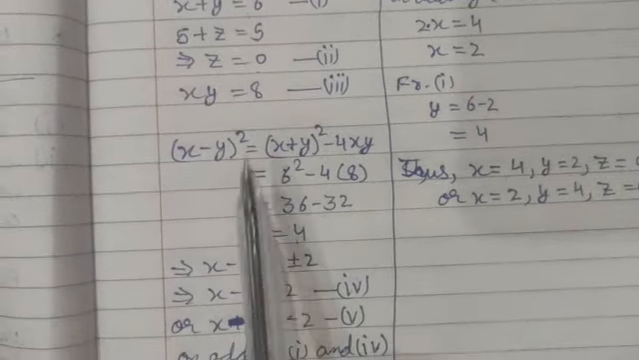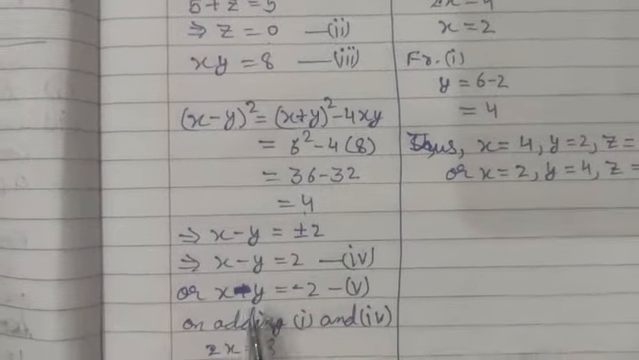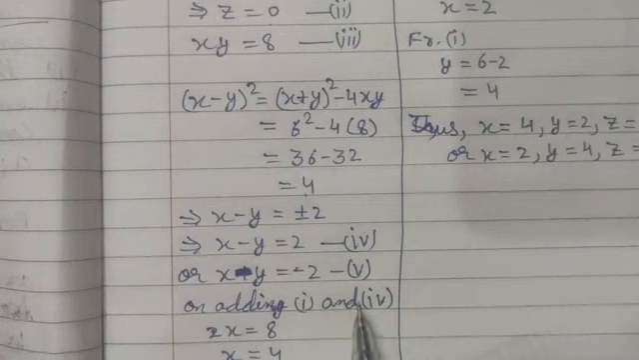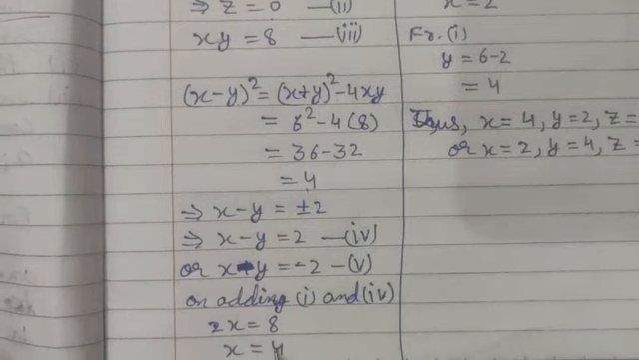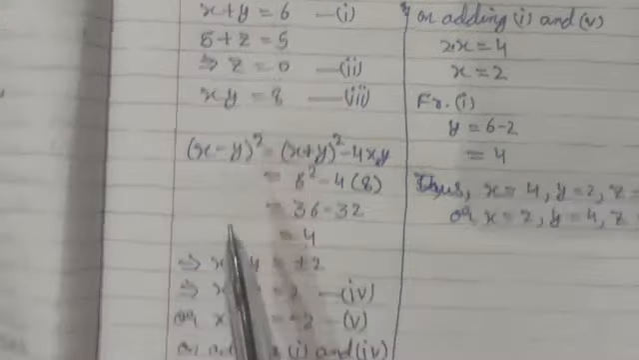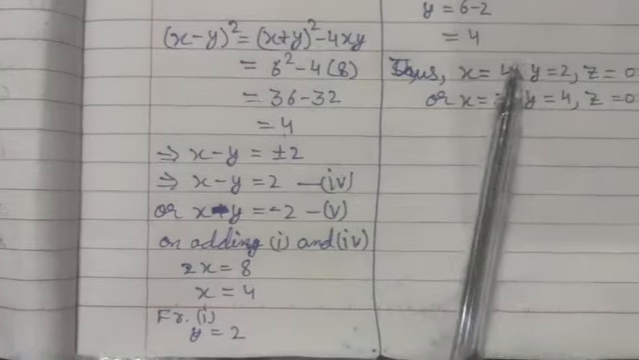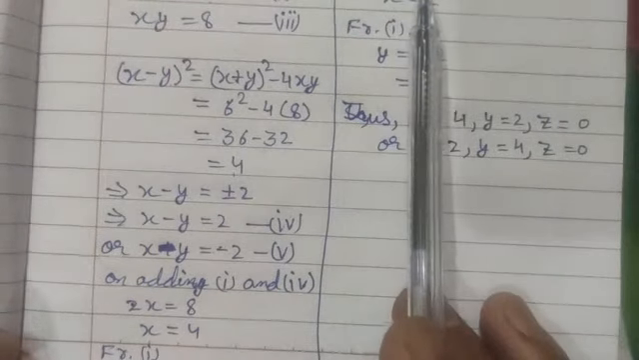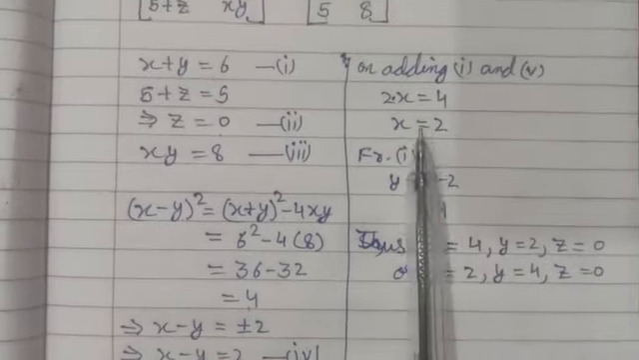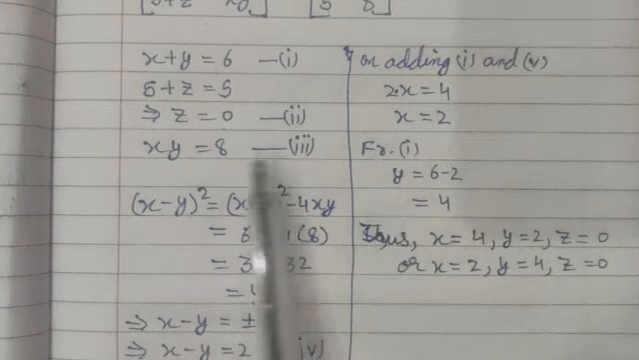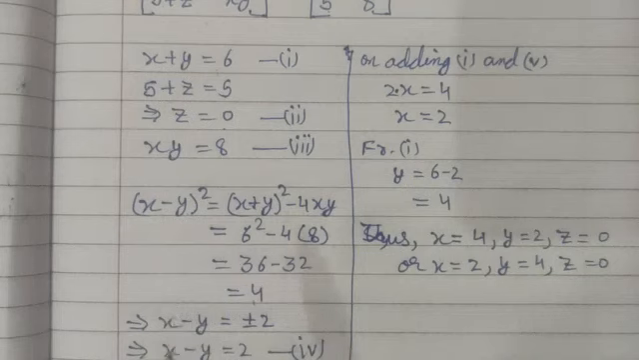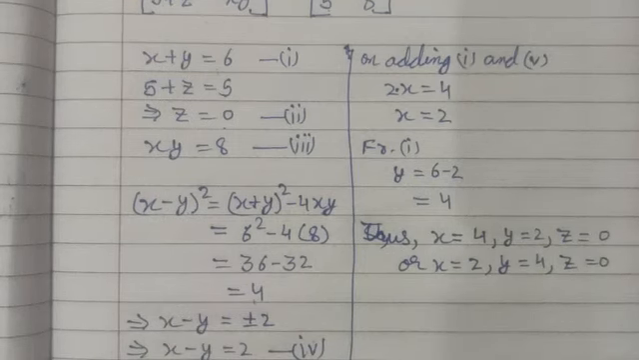Now if we solve the first and fourth equation by elimination method, we are adding these two equations. On adding first and fourth we are getting the value of x is 4, and on putting the value of x equal to 4 in equation first we are getting the value of y as 2. Again on solving first and fifth equation, on adding first and fifth we are getting x equal to 2, and again from equation first, if x is 2, y will be equal to 4. We are getting two values of x and y.